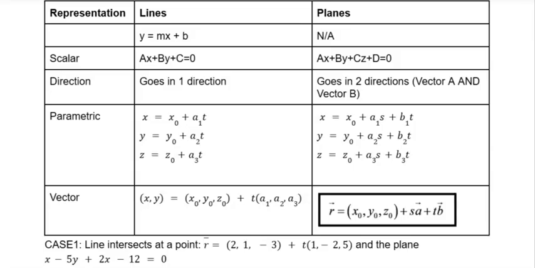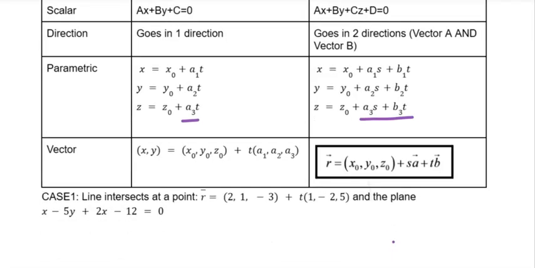When we write parametric equations, we can see that the line only has one direction, it's going in direction A a certain number of times, represented by t. And a plane goes in two directions, so it's going in direction A a certain number of steps and B a certain number of times. From this we can write a vector representation which looks as follows. Okay, so let's look at our first case.